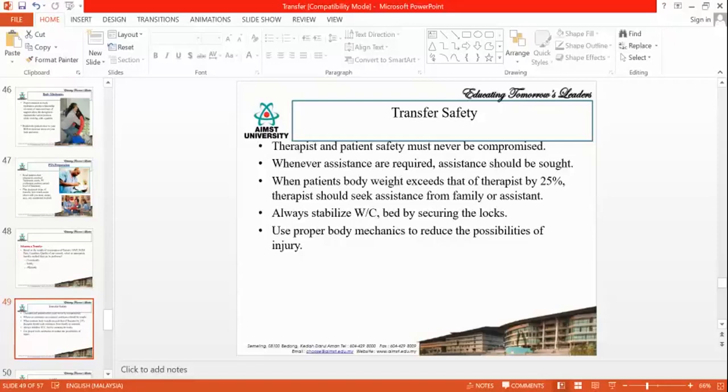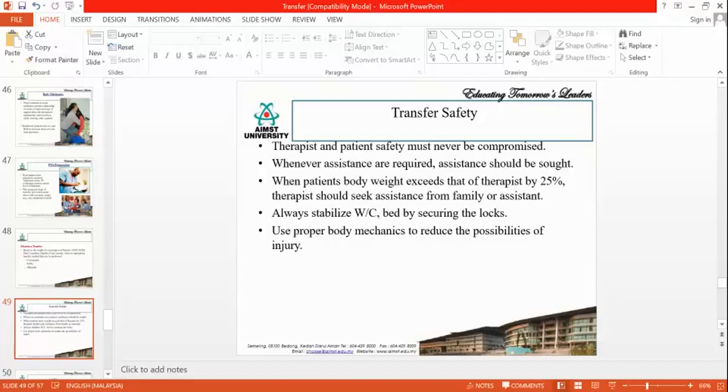Okay, so you don't think if you are safeguarding the patient and you are falling down, it is okay. It is not like that. Both the patient's and the therapist's safety are very important, and we cannot compromise on that. Whenever you require assistance, don't compromise on that. You have to get assistance. Maybe the assistance is from the patient itself, maybe from the family members or any other assistance.